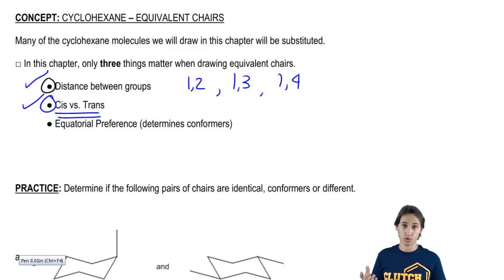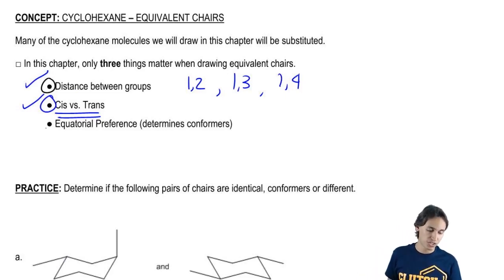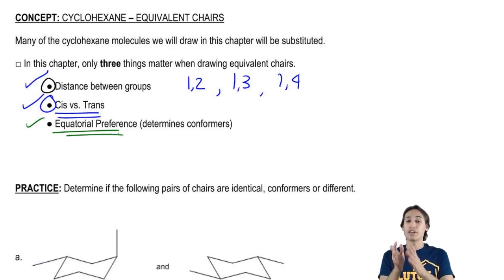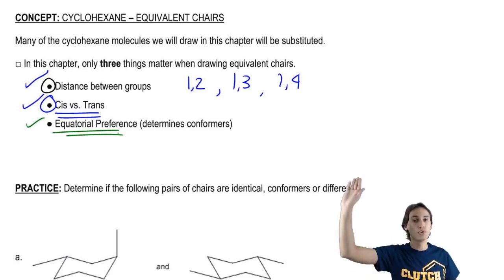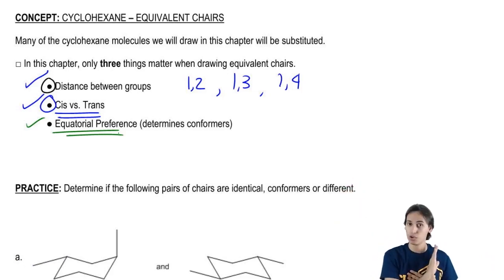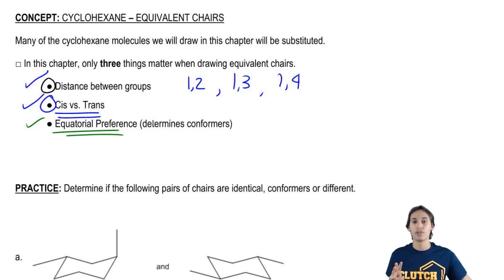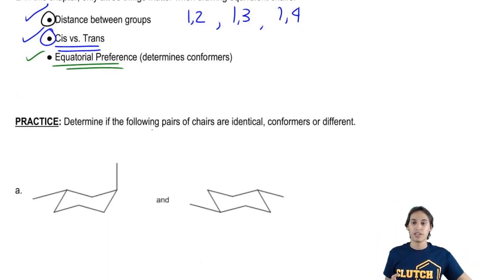Then for chairs that are asymmetrical, meaning that they have 2 different types of groups, equatorial preference is important too. Because maybe I drew the same chair as you, but I drew the other conformer. Maybe I had a 1, 2 cis and you had a 1, 2 cis, but you drew it with the big group in the axial and I drew it with the small group in the axial. Are those identical? Well, they are the same molecule, but they're called conformers. Remember that they are in equilibrium with each other. Those are the 3 things that we look for.